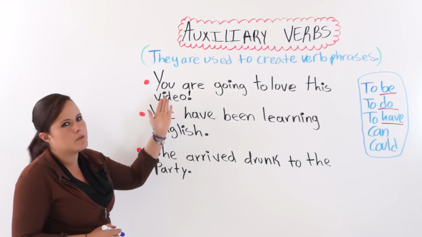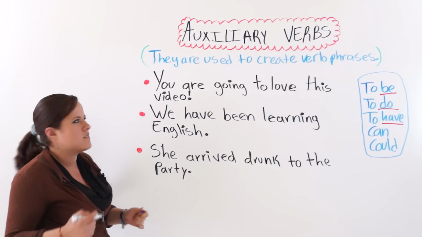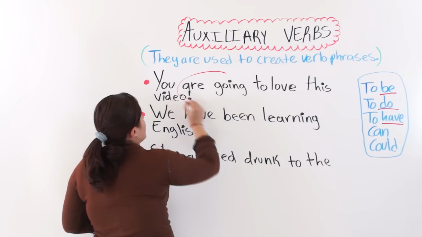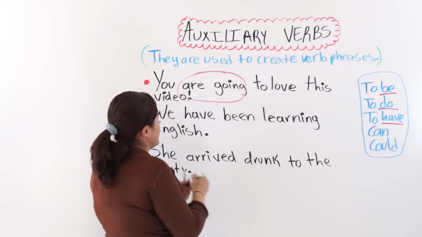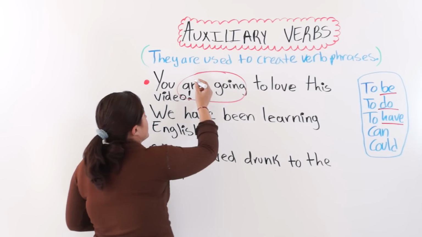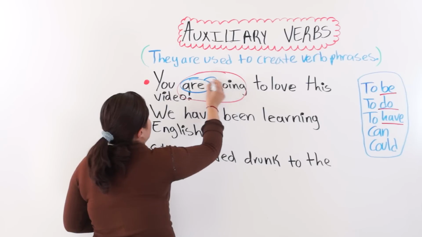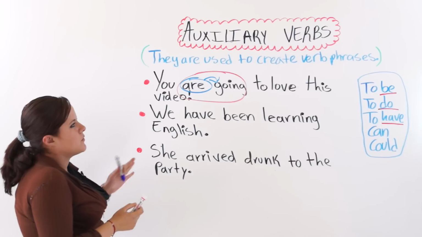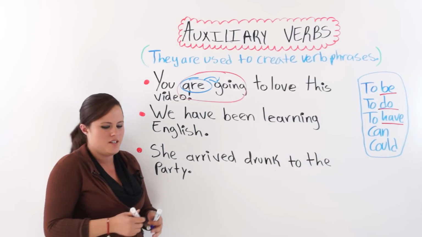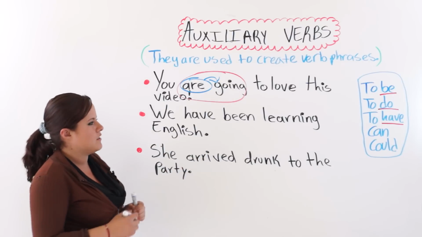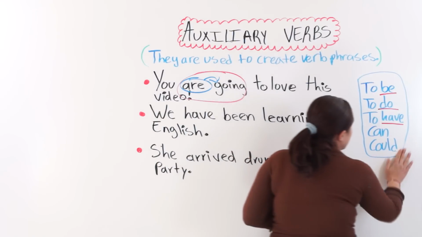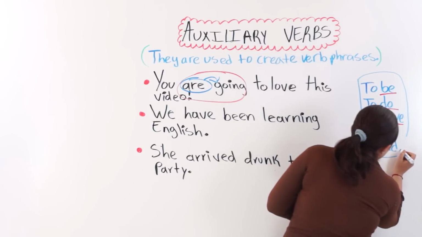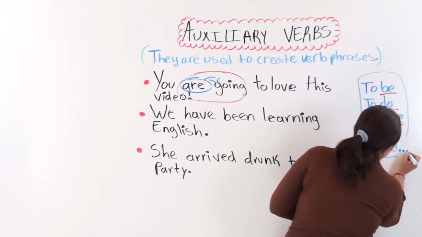Do you see any verb phrase in this sentence? We have a verb phrase, which is are going. So we must have an auxiliary verb. And we do. It is are, which is a helping verb for going. You are going to love this video. So again, we are using to be. These are not the only auxiliary verbs we have, okay? So I'm just going to put 3 dots so that you can see that we have more.